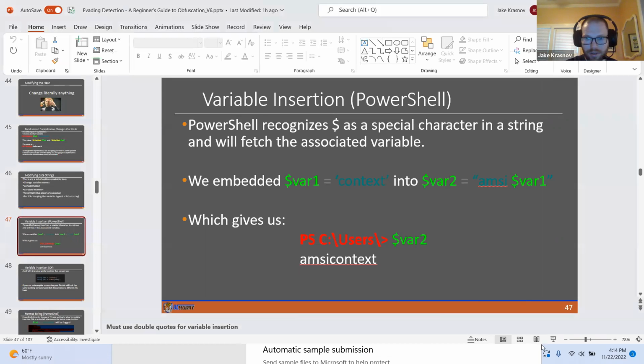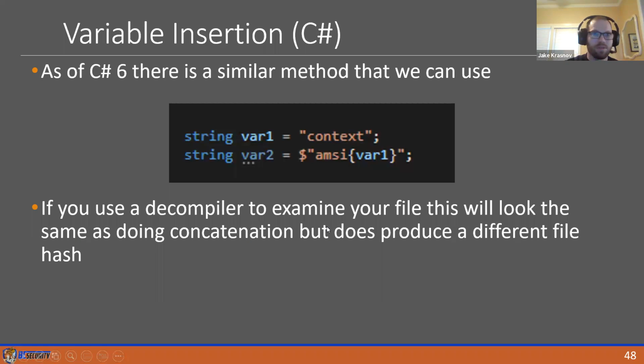So we'll go back to our slides now. Variable insertion can also be done in C#, as of C#6. C#6 is pretty old at this point, so you're almost certainly using C#6 or newer. One interesting thing is that if you use a decompiler to examine your file, this will look the same as doing concatenation, but it does produce a different hash. I don't know why. If you use ILSpy or something like that, it's just a weird thing that it does. But you can do variable insertion in C#. I've used it, and it's pretty effective.